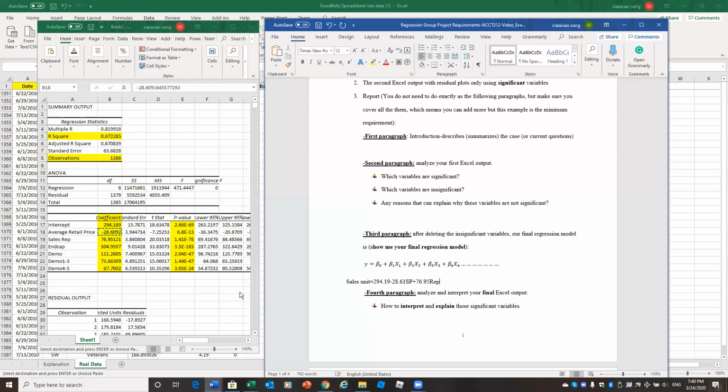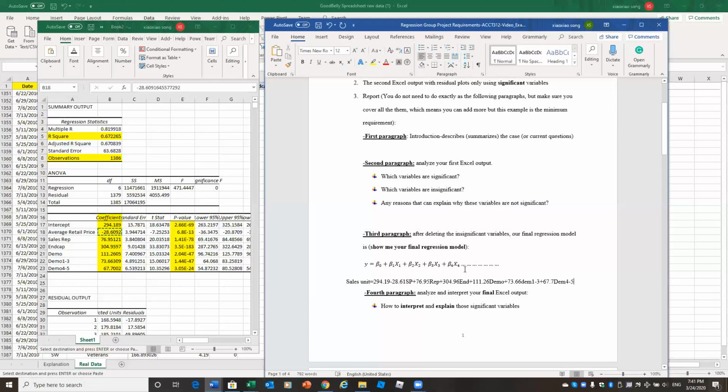Representative, okay, representative. And then I plus 304.96 and cap, and then I plus 111.26 demo, I plus 73.66 demo, 123, I plus 67.7 demo, 425. Okay, so that's all you need to know.